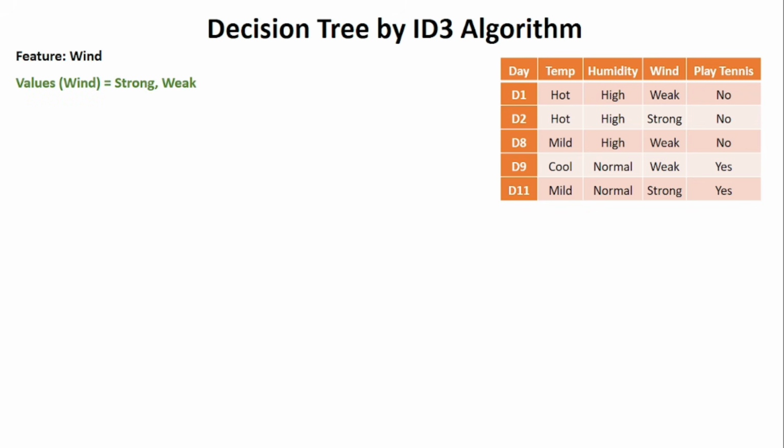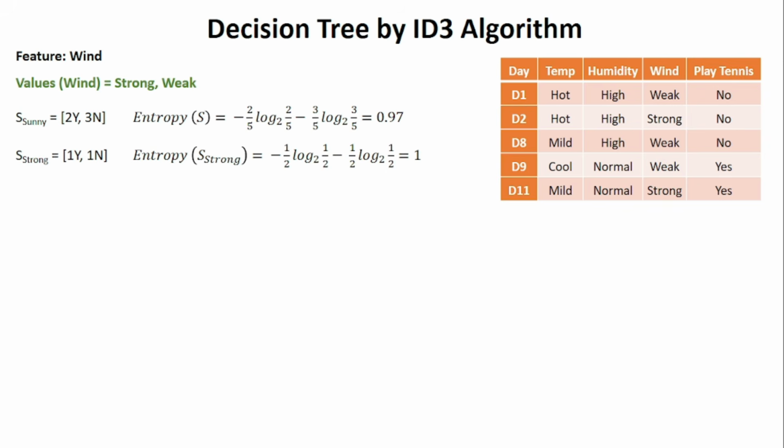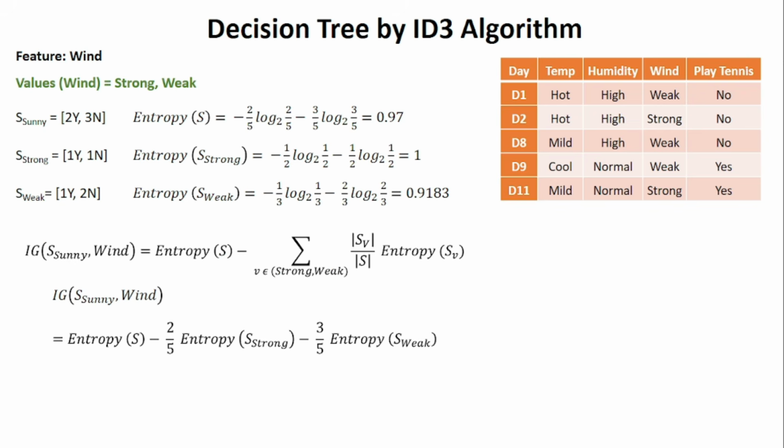And after humidity, now it's time to calculate for input feature wind, and under wind the values we have are strong and weak. So S sunny, the value is 0.97, the overall entropy of S sunny, and entropy of S strong is equal to 1 and entropy of S weak is equal to 0.9183. And we are going to calculate the information gain of S sunny given wind, which is equal to 0.0192.